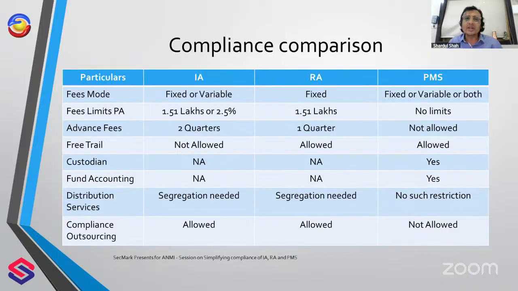Yes, these two critical operations are there which are not within the purview of IA and RA: the custodian activity and fund accounting, which are among the critical and complex operations with regard to the PMS license.